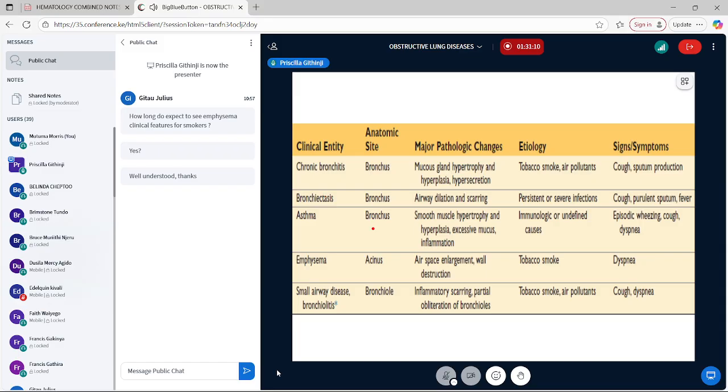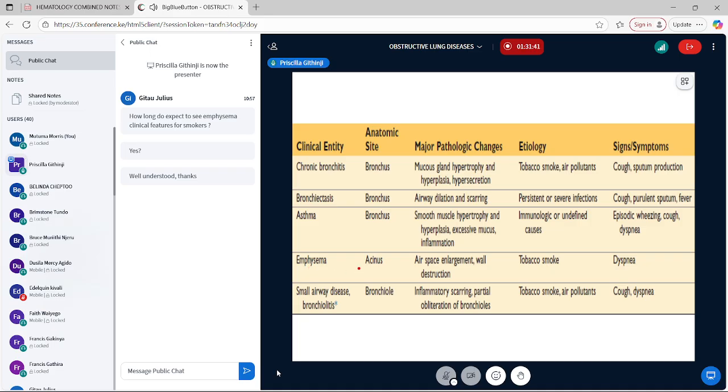Then we have asthma. Also the bronchus, you have smooth muscle hypertrophy and hyperplasia, excessive mucus production, you can have inflammation, and the etiology can be immunologic, where you have a type 1 hypersensitivity reaction, or for the non-atopic, where we said it can be drug-induced, or it can be chemical irritant-induced, or can be secondary to certain viral infections. And of course, they present with wheezing, cough, and dyspnea.